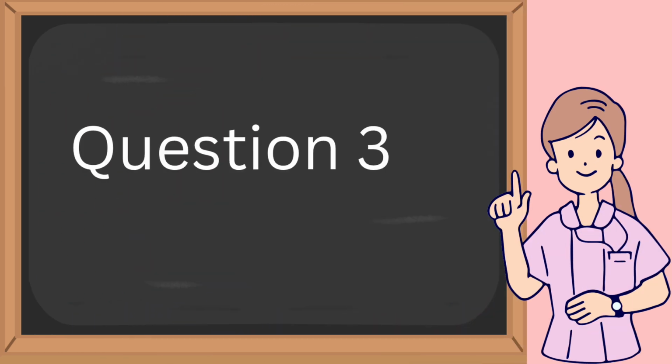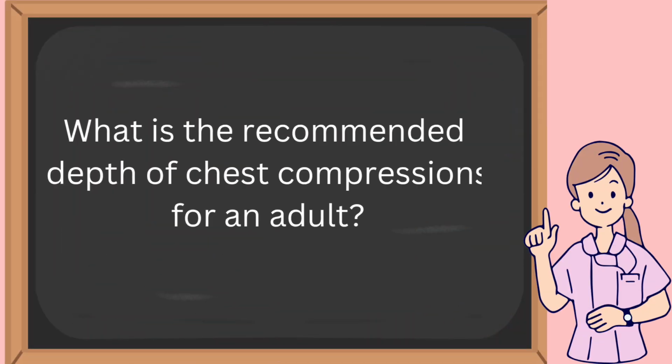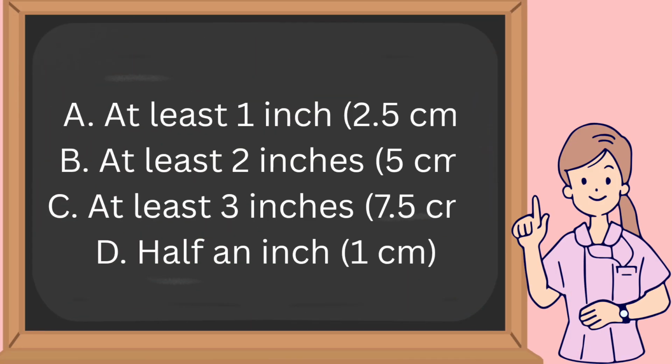Question 3. What is the recommended depth of chest compressions for an adult? A. At least 1 inch, 2.5 centimeters. B. At least 2 inches, 5 centimeters. C. At least 3 inches, 7.5 centimeters. D. Half an inch, 1 centimeter.